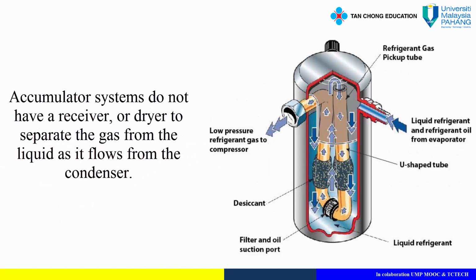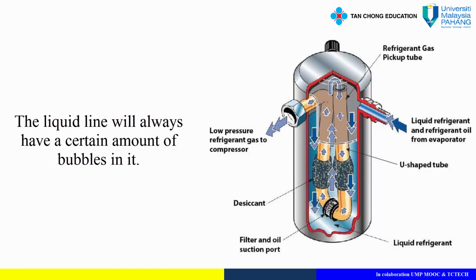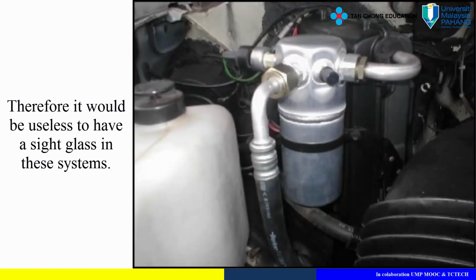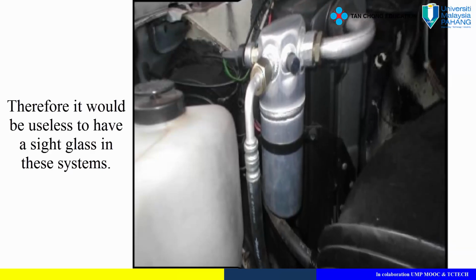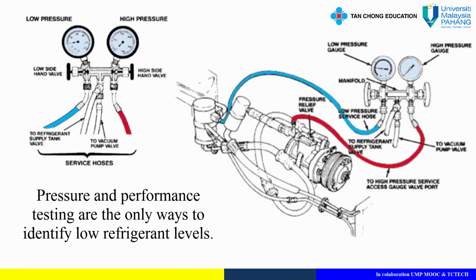Accumulator systems do not have a receiver or dryer to separate the gas from the liquid as it flows from the condenser. The liquid line will always have a certain amount of bubbles in it. Therefore, it would be useless to have a sight glass in these systems. Pressure and performance testing are the only ways to identify low refrigerant levels.